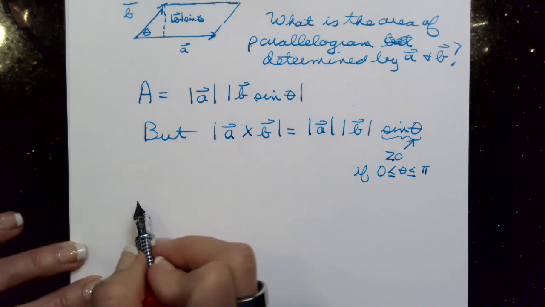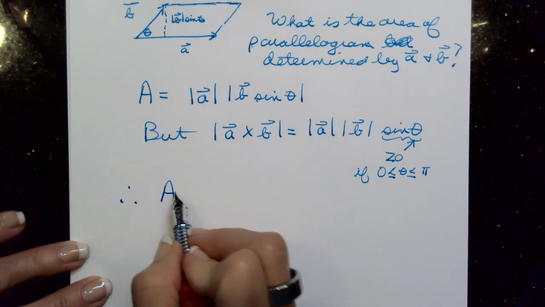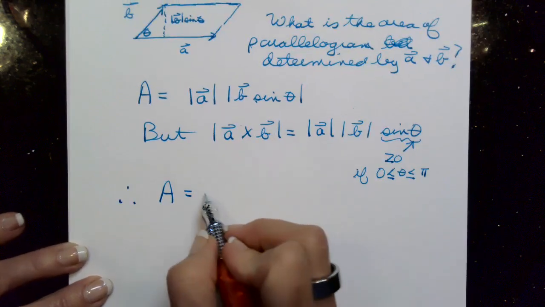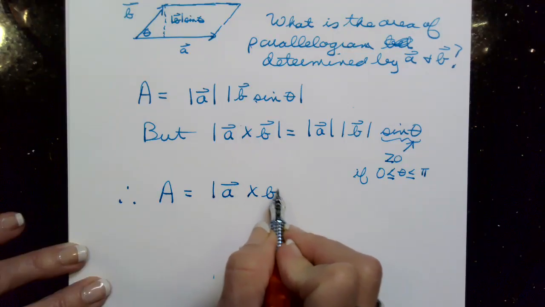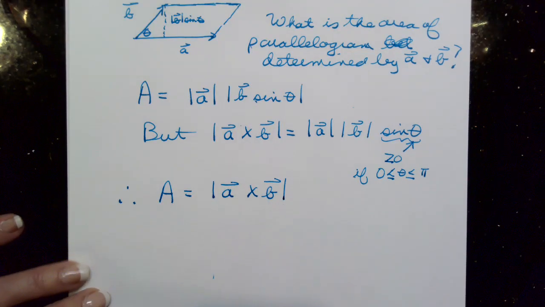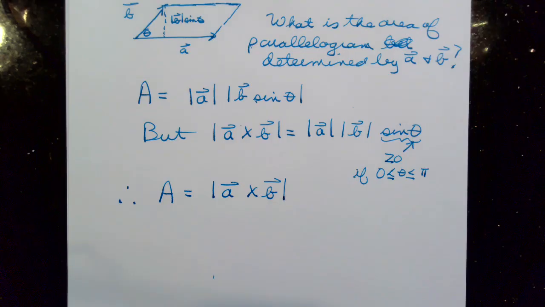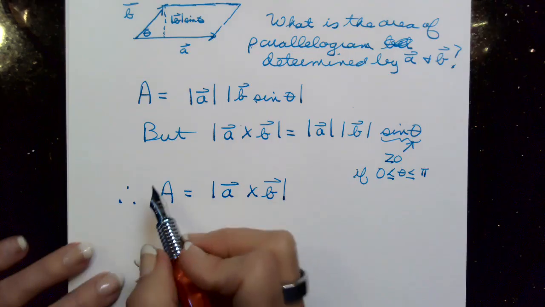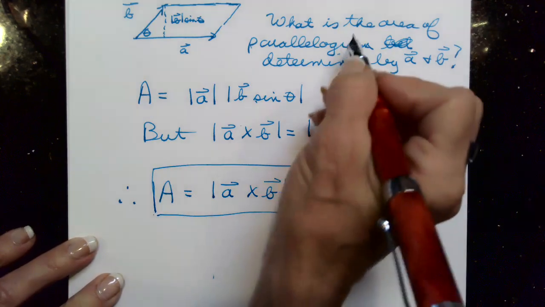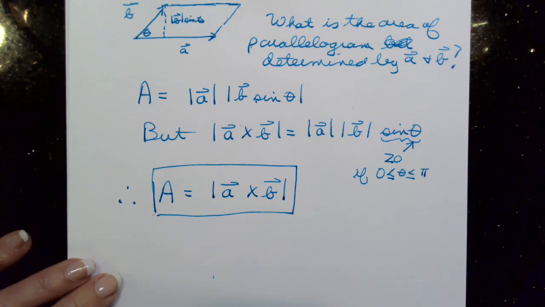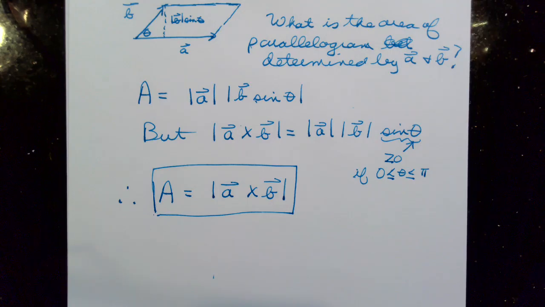So then, noticing those two lines are basically the same, the area of the parallelogram determined by A and B is given by the length of the cross product of the vectors A and B. Okay, so the answer to our question is it's the length of the cross product of A and B.